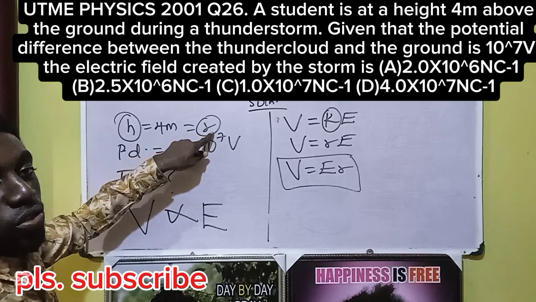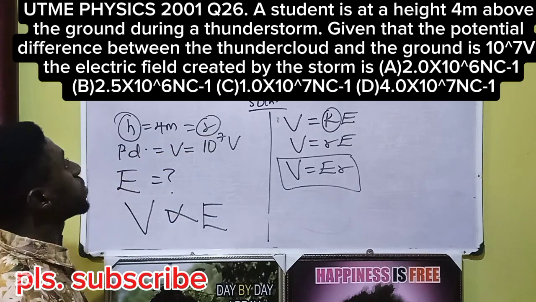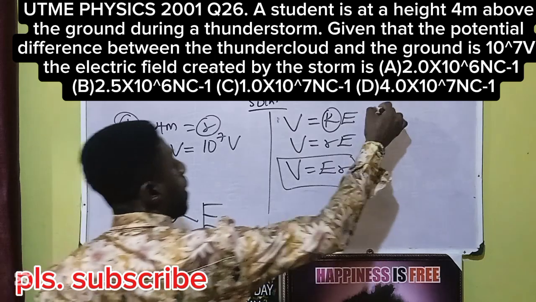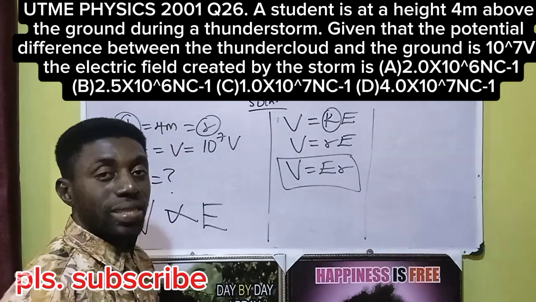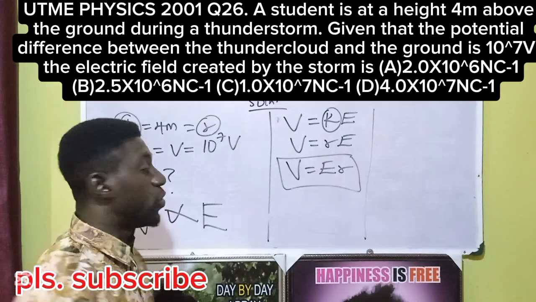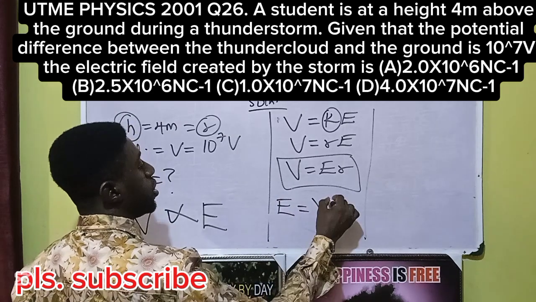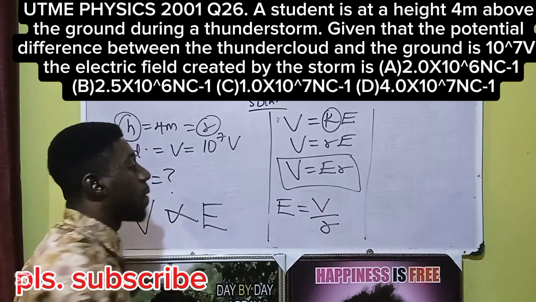The height is the radius, the gap between two charges. Then we are looking for electric field intensity. Make it the subject. E becomes equal to V over R.